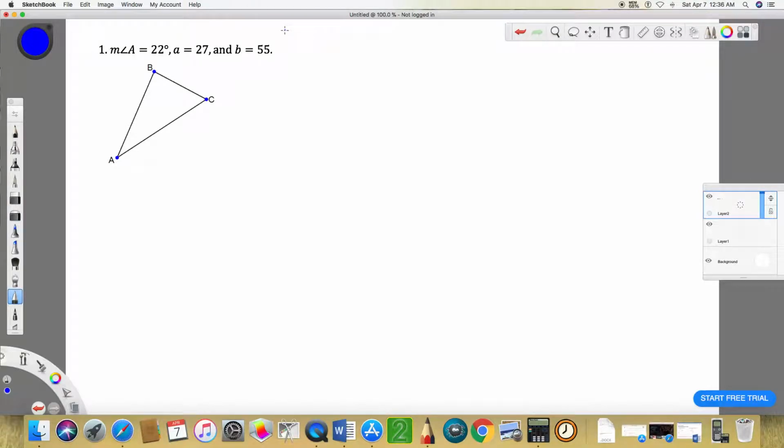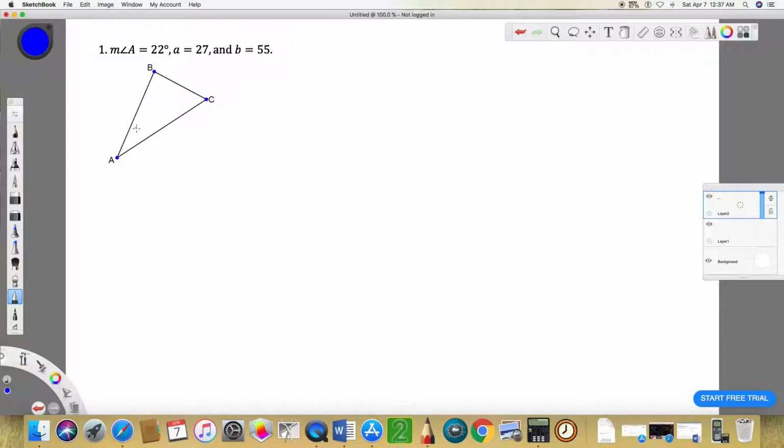Let's take a look here at number one. They want us to solve this triangle. Whenever they ask us to solve a triangle, they want the measurement of the three angles and the length of the three sides. Well, they give us half of that information right off the bat, so we have to find the other half.